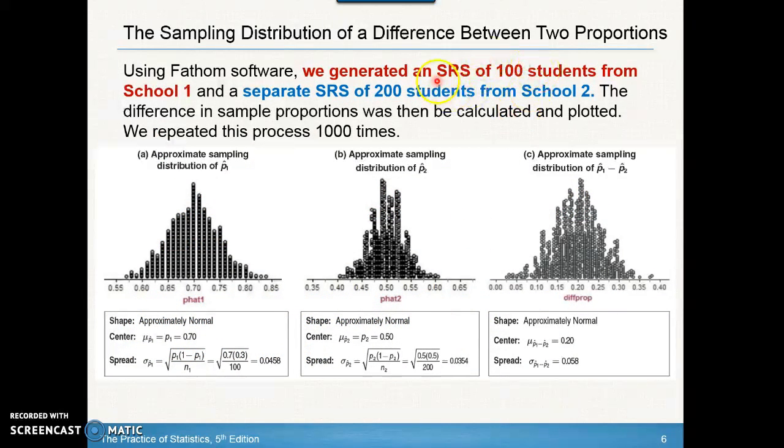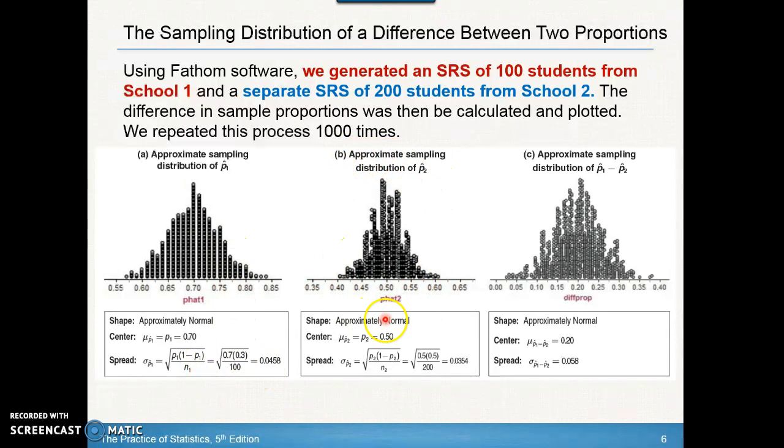All right, so below we generated some graphs. We generated a simple random sample of 100 students from school 1. That's this one right here, where the population proportion was 70% of the students did their homework. Here's your standard deviation, same formula we looked at before.